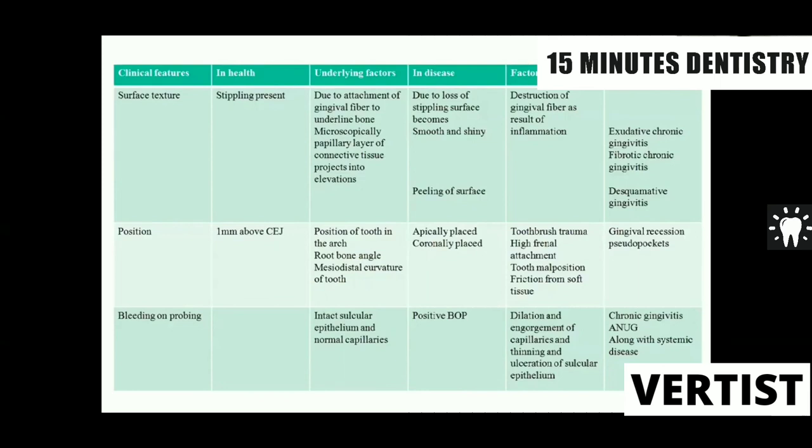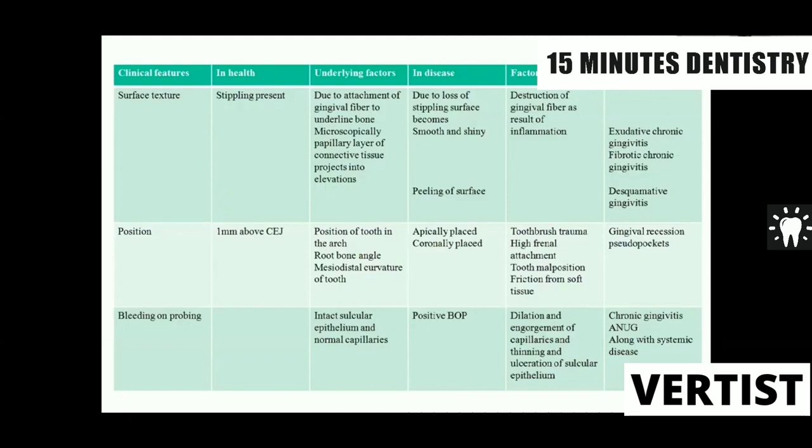Now, in disease condition, like when exudative chronic gingivitis is present, or when fibrotic chronic gingivitis is present, or when desquamative gingivitis is present, this stippling is lost, and the gingival surface becomes smooth and shiny. In desquamative gingivitis, peeling of the surface is present. Now, there is a destruction of the gingival fibers as a result of the inflammation.